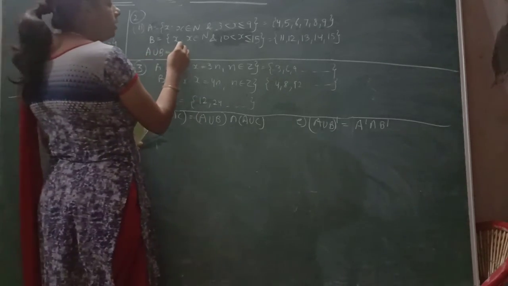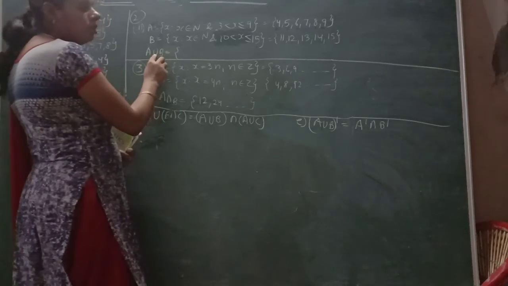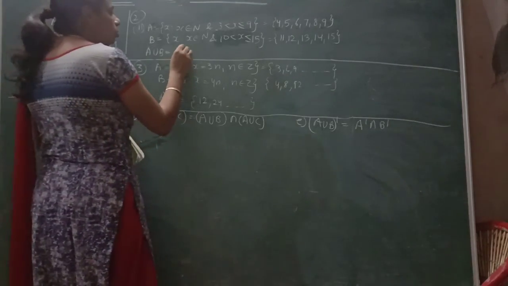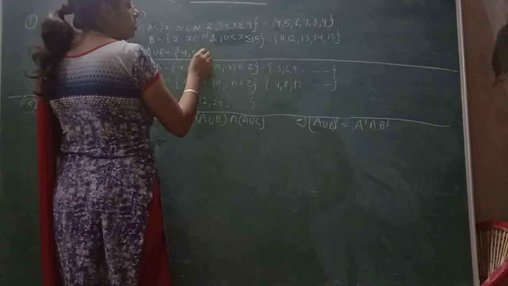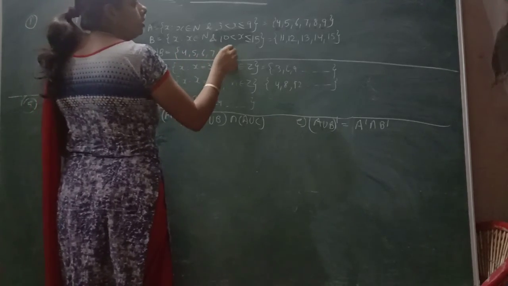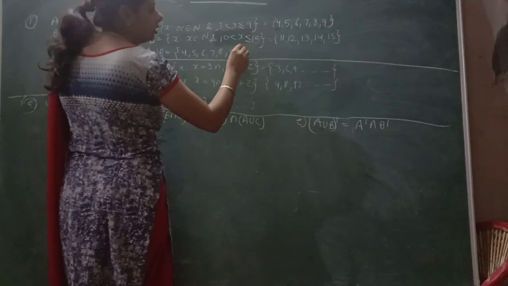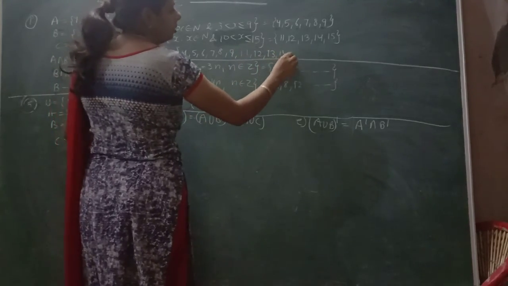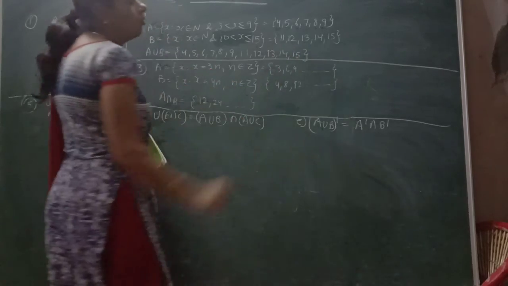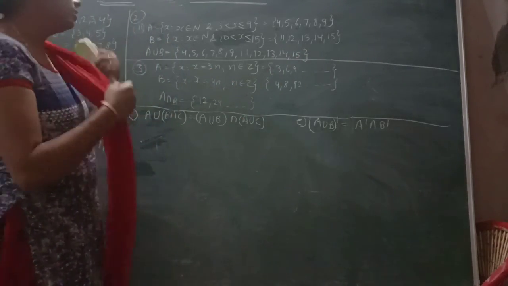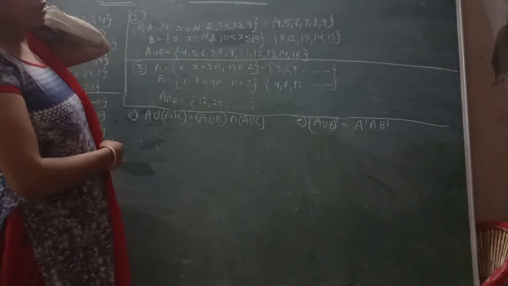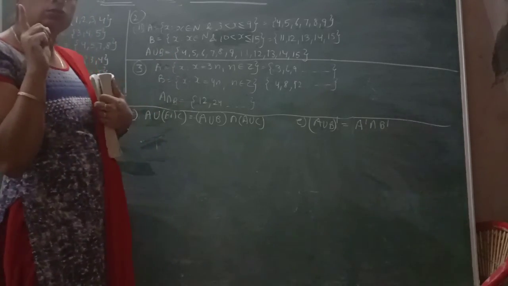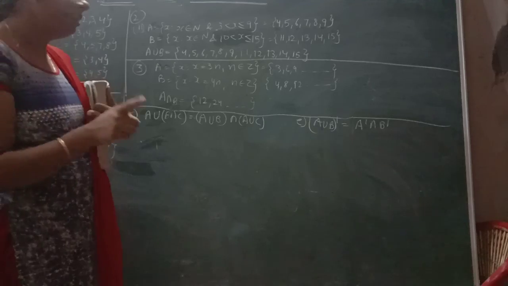In the case of union, you have to take all the elements of set A as well as of B. So you have to take 4, 5, 6, 7, 8, 9, and 10 is not there. So 11, 12, 13, 14, 15. So all the elements of set A and set B I have written here. Okay, write it very carefully, not to skip any single element here.